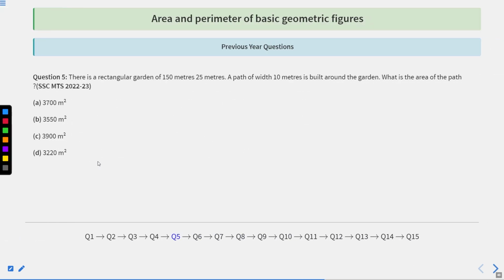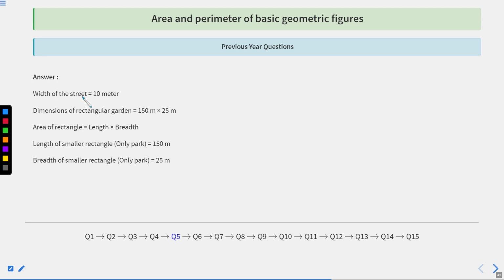Moving on to problem number 5. There is a rectangular garden of 150 meters times 25 meters. A path of width 10 meters is built around the garden. What is the area of the path? So the dimensions of the rectangular garden are given to us and a path of width 10 meters is built around the garden. So we are interested in finding the area of that path.